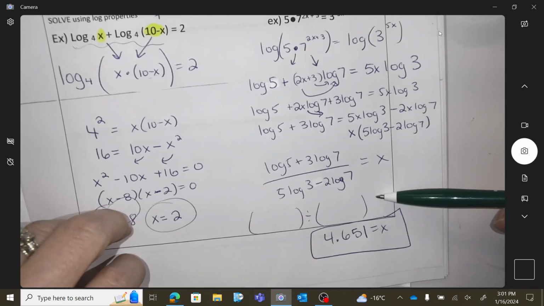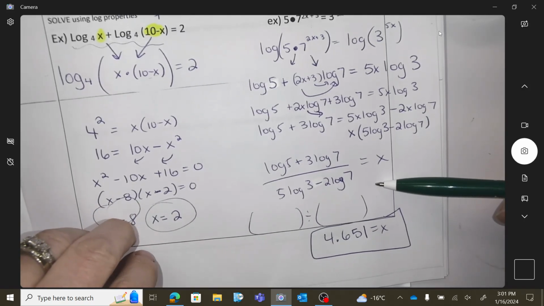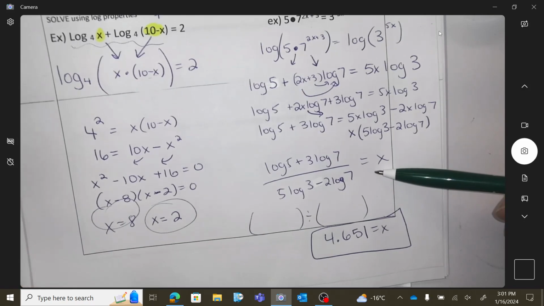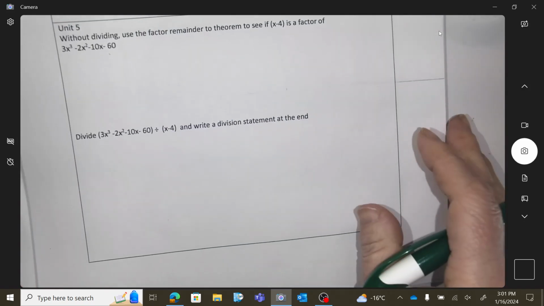Okay, Jackson, you're not using a backwards calculator still, right? No, I've switched. Okay. Probably a good thing for the exam.